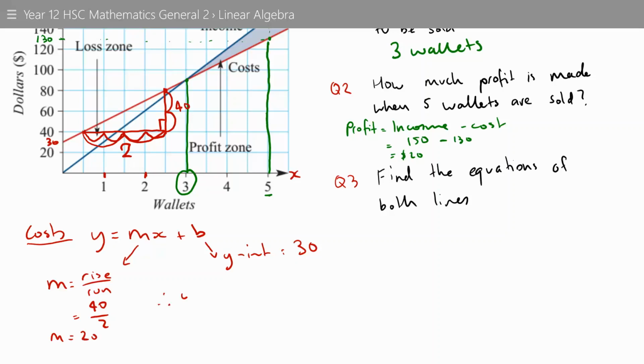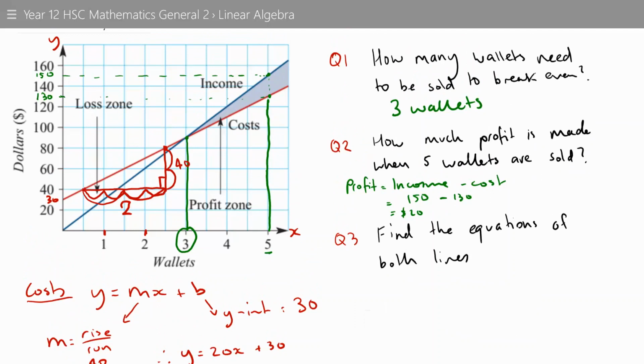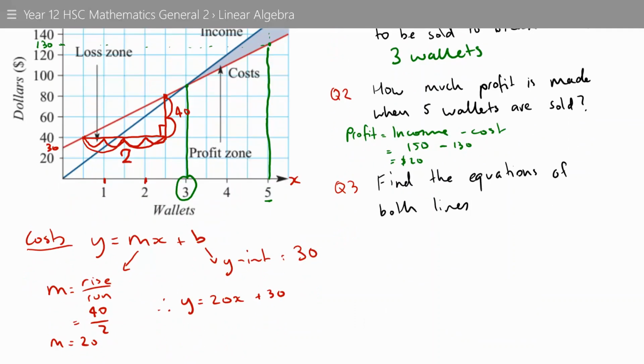So therefore the equation is y equals 20x plus 30. Now, because the y-axis is labelled dollars, what is it talking about, income or cost here? It's talking about the cost. So let's put C equals. What is the x-axis? It's the number of wallets, so I might just put n for number of wallets. C equals 20n plus 30. Nice, that is our equation of the cost line.